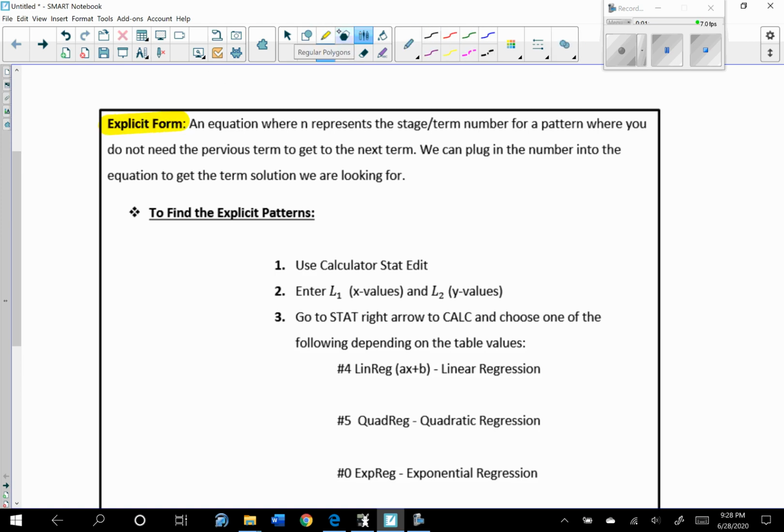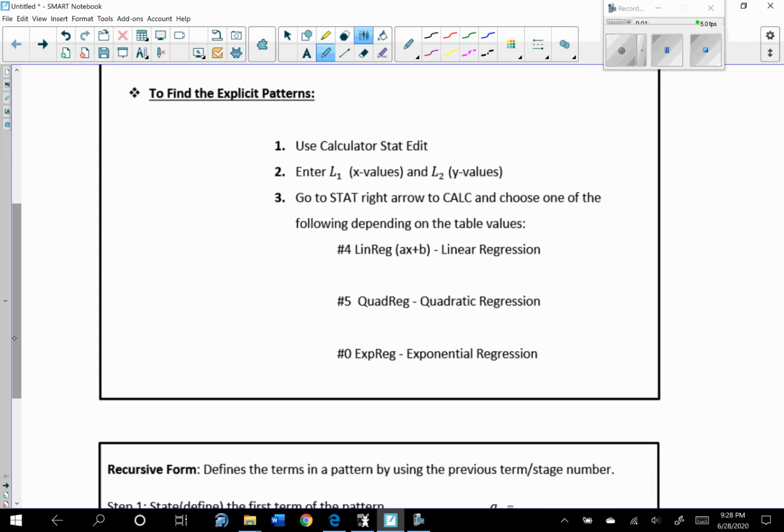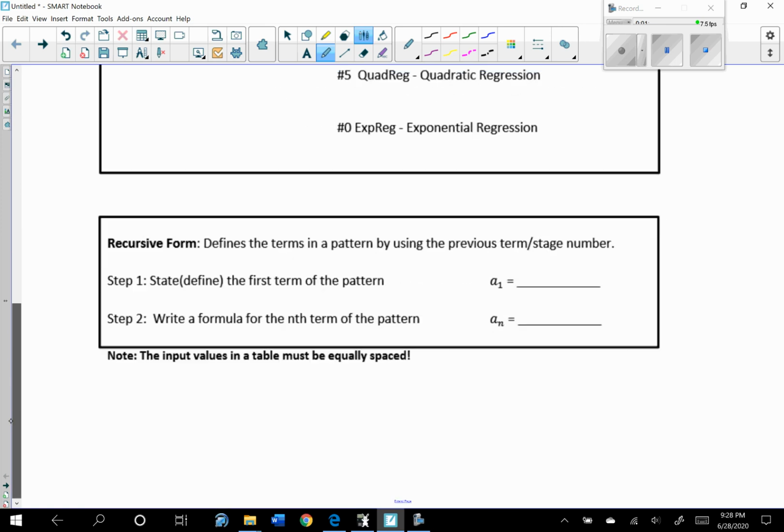So the explicit form of an equation where n represents the stage slash term number for a pattern where you do not need the previous term to get to the next term. You can plug the number into the equation and get the term solution you are looking for. So a lot of times explicit form is the easiest to use. So to find the explicit patterns, we're going to be using our calculator, and these are the steps. So we're going to use our calculator stat plot and either be doing linear regression, quadratic, or exponential. We'll talk about those steps in a little bit.